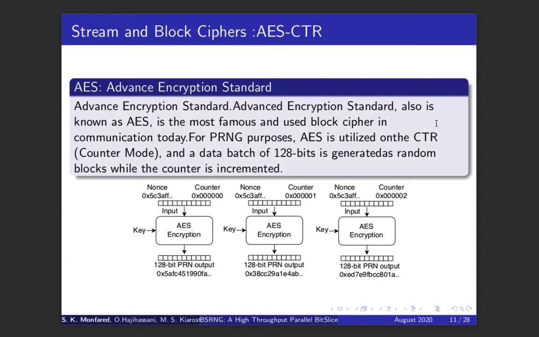The second one is actually the famous AES, which is the most famous and widely used block cipher in communication today. But for the PRNG purpose, AES is used in CTR mode, counter mode. The input data is formulated as a counter, and a batch of 128 bits is generated as a random number in blocks, while the counter is incremented each time for each AES module.